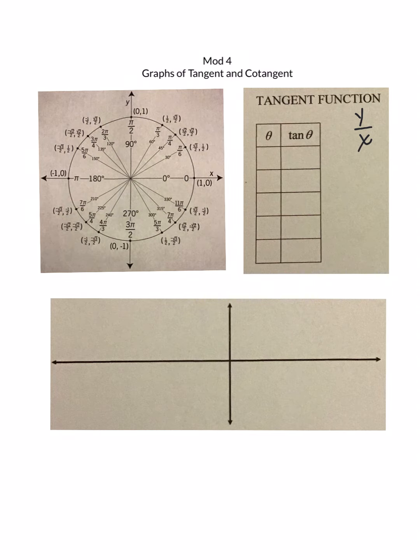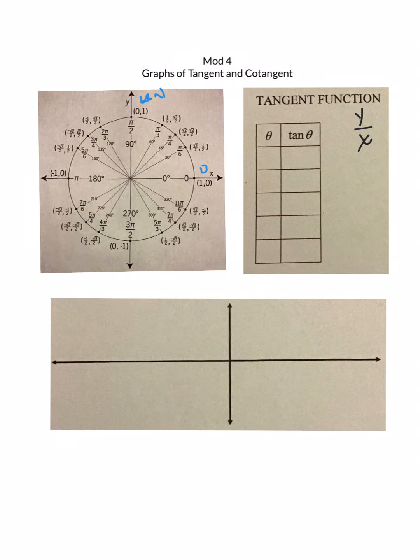If we go back over to our unit circle and start looking at our y over x's, at 0, y over x would be 0. At pi over 2, y over x would be undefined. You'd have 1 over 0. So when you have 0 in the denominator, what that means is that that would be an asymptote.